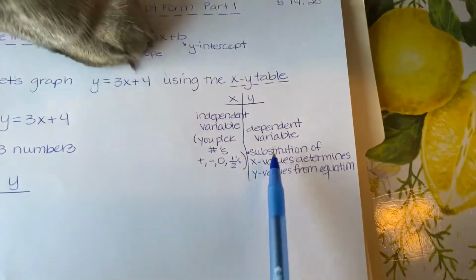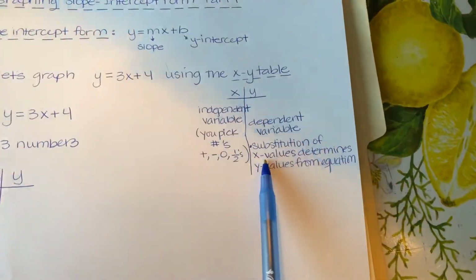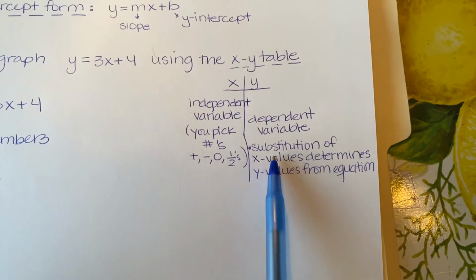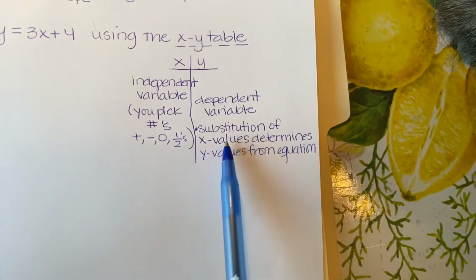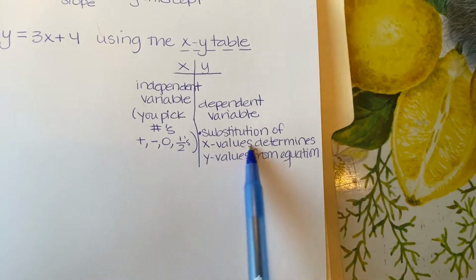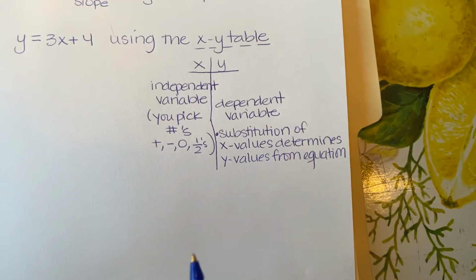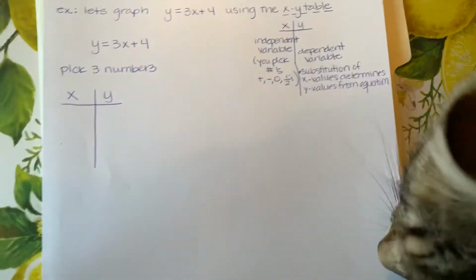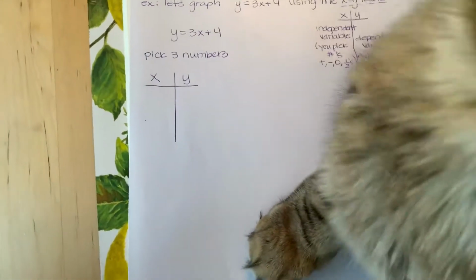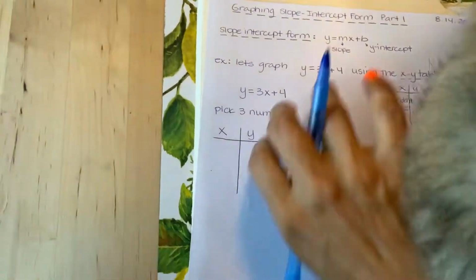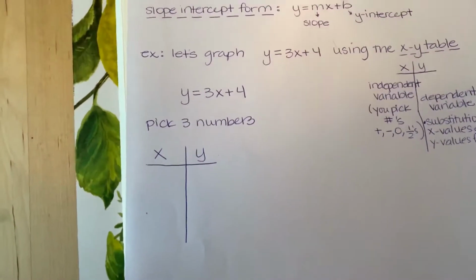Okay, she has to get out of the way. Okay, here we're going to go ahead and substitute this value, and the x value determines the y values from the equation. Okay, so here we go. Oh, she is now trying to play with the pen. You're ridiculous. Okay, oh, I'm sorry. You need to go. No, you need to go. Come on, look at her. She's mad. Okay, I am so sorry.